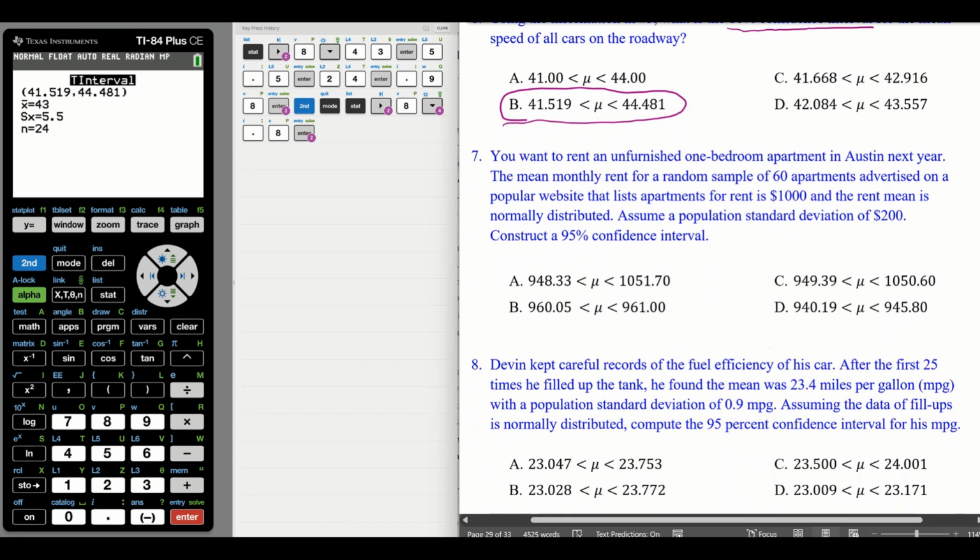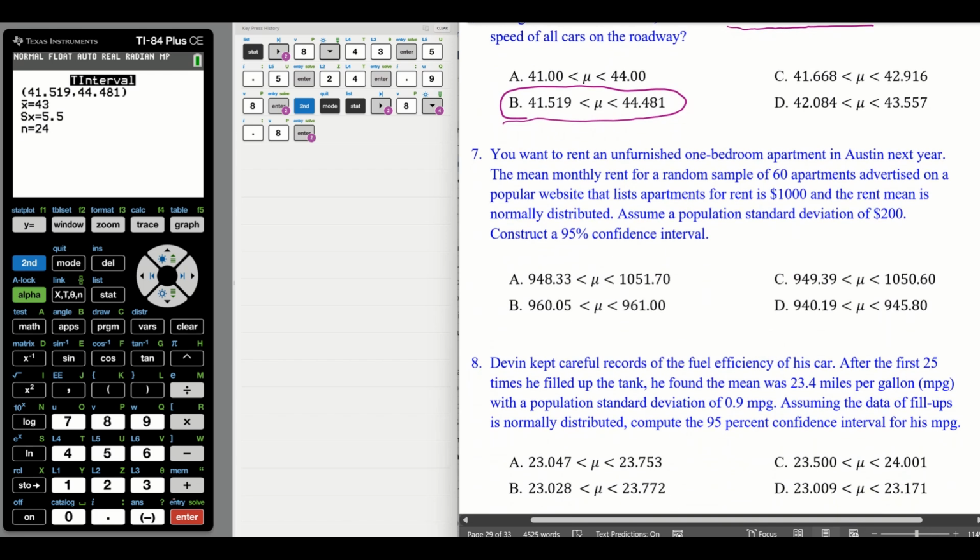And we'll go all the way down, scroll up. Okay, number 7. You want to rent an unfurnished one-bedroom apartment in Austin next year. The mean monthly rent for a random sample of 60 apartments advertised on a popular website that lists apartments for rent is $1,000. Let's go ahead and circle our 60. And the rent mean is normally distributed. So these rents are a normal distribution. Okay, so that'll help us. Assume a population standard deviation. Okay, they just flat told us population is $200. Construct a 95% confidence level.